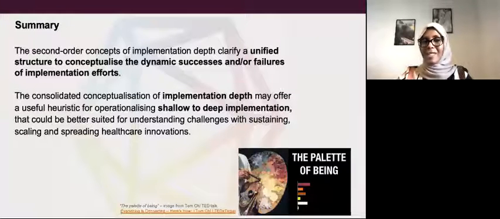So in summary, the second order concepts of implementation depth can be seen to clarify a unified structure to conceptualize the dynamic successes or failures of implementation efforts. And this might be helpful in that it offers a useful heuristic for operationalizing shallow to deep implementation that could be better suited for understanding challenges for sustaining, scaling, and spreading healthcare innovations. And I chose this image on the right as the concept it shows struck me to be similar to that of implementation depth. It shows the concept of palette of being, the idea that everything is connected, an idea also at the center or at the core of science.